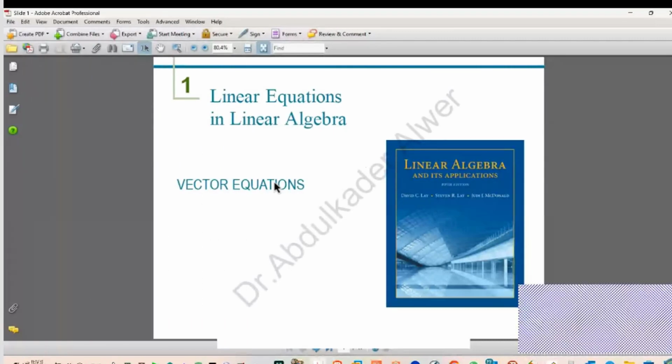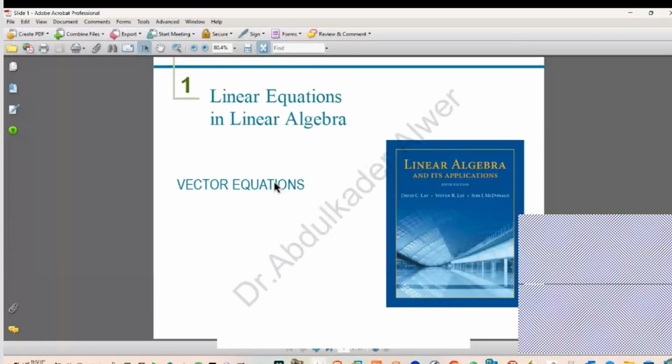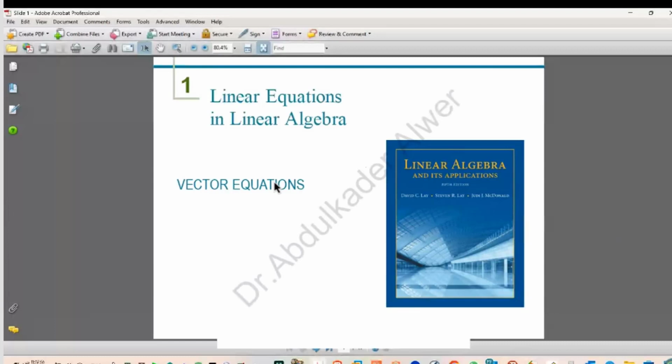Now our lecture today is so easy. So excuse me, focus with me. Today we'll talk about how we can write a linear equation as a vector equation.